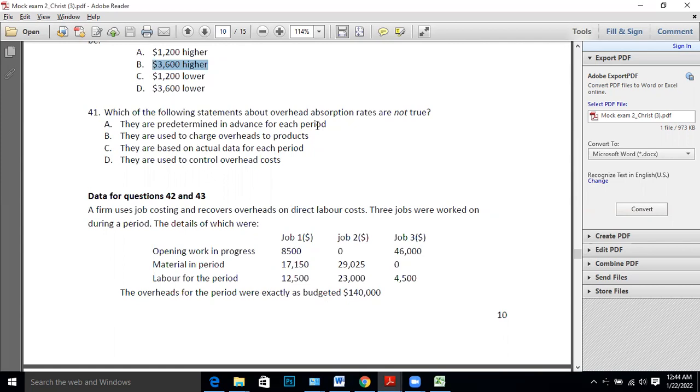They are used to control overhead costs. So actually, C and D, because they are not much used to control overhead costs. C is for sure wrong. D also is, because they ask which of the following are not true. C and D both are not true. Because there is no control that happens with overhead absorption rate. Overhead absorption rate is a method of charging overheads to the products.